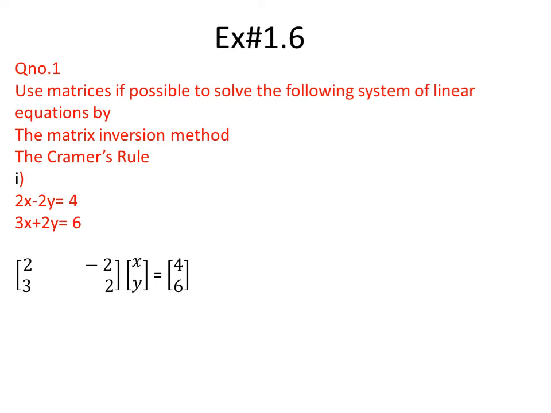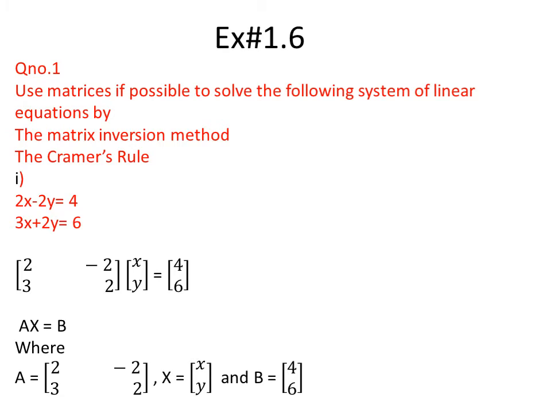It can also be written as Ax equal to b, where A equal to first matrix, x equal to second matrix and b equal to third matrix. X can also be written as A inverse b. To find A inverse, we need to find the determinant of matrix A and the adjoint of matrix A. First of all, we will find the determinant of matrix A.